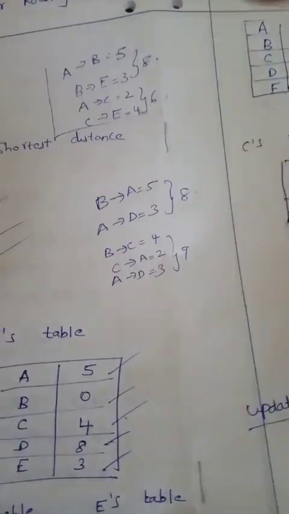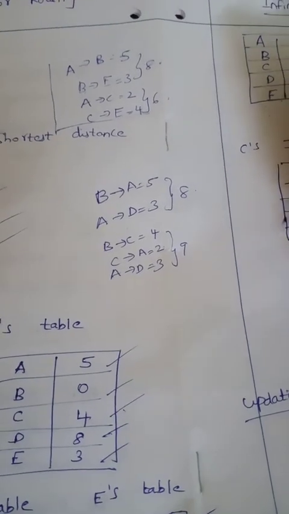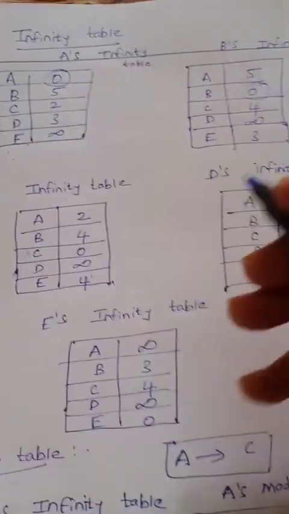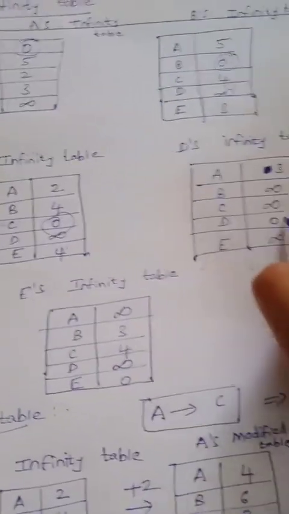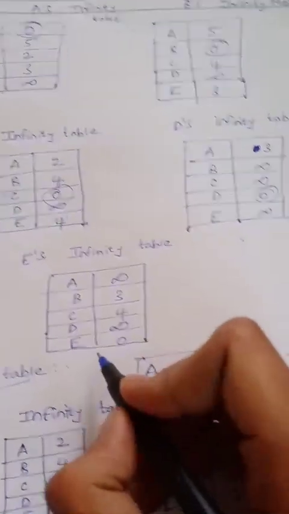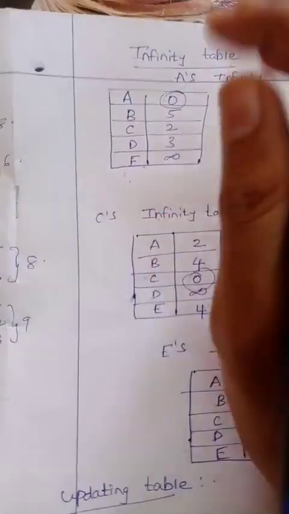Now I have to move into the infinity table. In the infinity table, A to A will always be 0. Here, if you take B's infinity table, B to B will be 0, C to C will be 0, D to D will be 0 and E to E will be 0. Now I have to move into the main part.